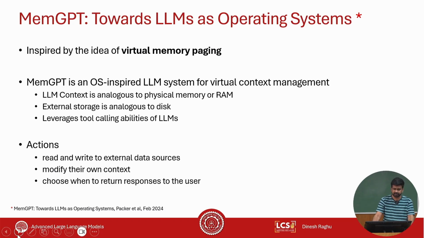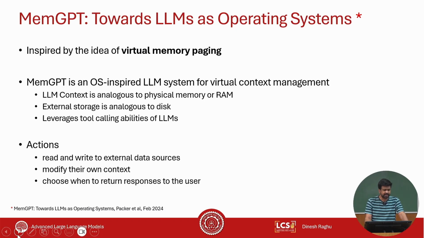128K or slightly less than that, and you equate that to the physical memory or the RAM that you have, and you use some sort of external storage, let's say a Cassandra DB or something like that, which has access to almost infinite amount of memory, and it's analogous to the disk. And what they say is the communication between the LLM context and the external storage comes through by defining some sort of tools and using the tool calling ability of LLMs, right?